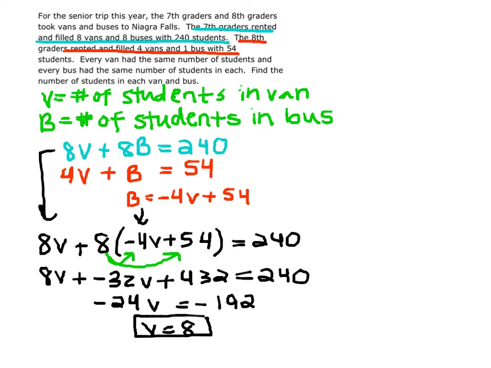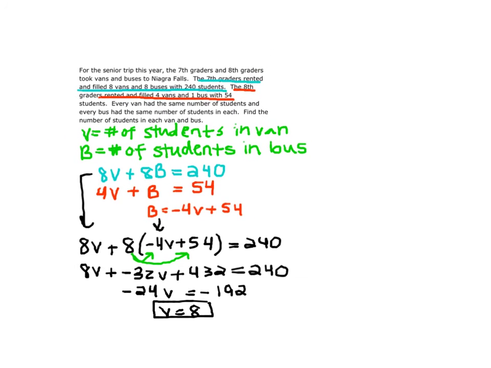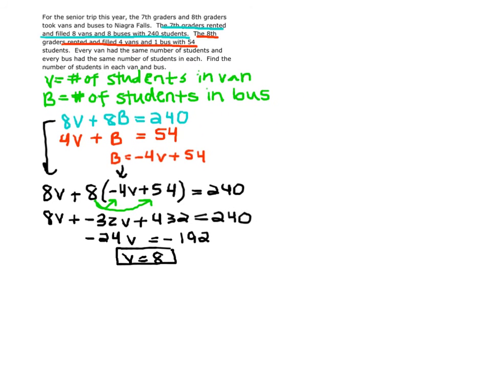There are 8 students in each van. Now, since we have solved for V, we can plug that in to one of the equations to solve for B. So let's use this second equation. We have 4V plus B equals 54.